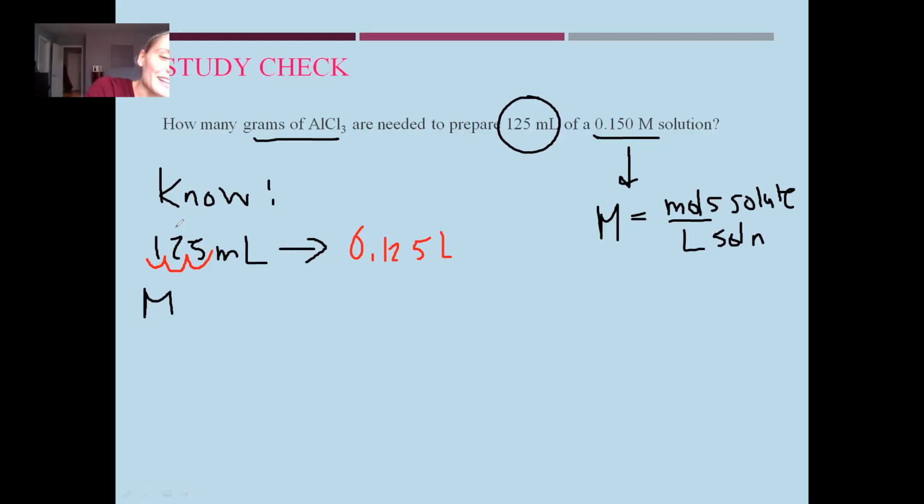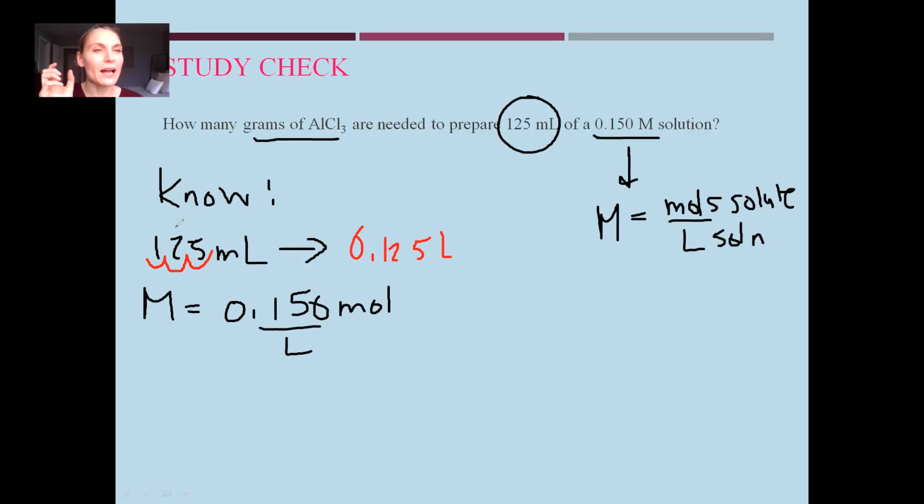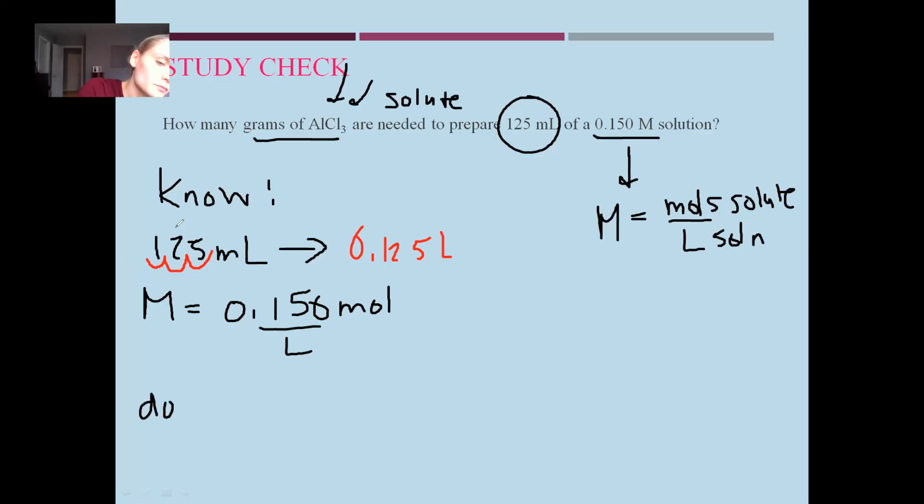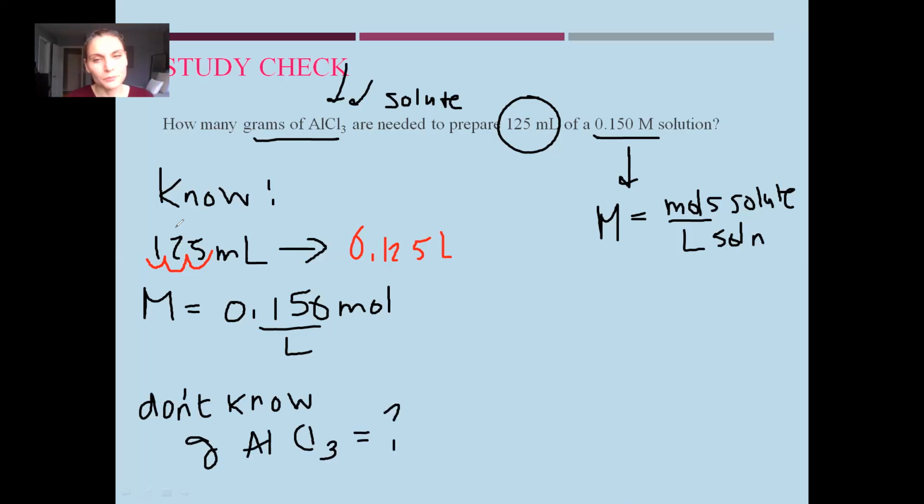Anyway, I also have the molarity, which is 0.150 moles over liters. And for right now, let's keep thinking of this as moles of the solute over liters of the solution. In this circumstance, this AlCl3 is our solute. And what we don't know is we want to have grams of AlCl3, and we don't know how to get there. So we were given quite a bit. We have to make a plan really quickly.